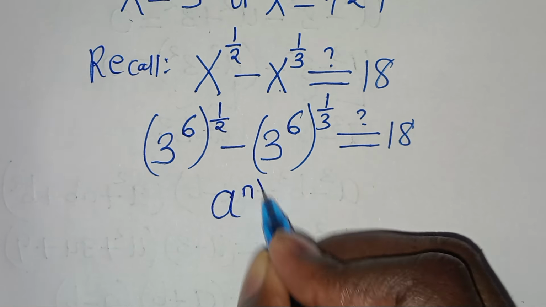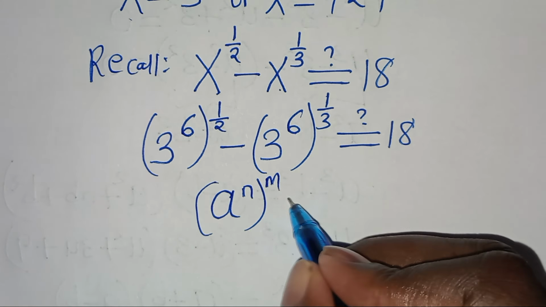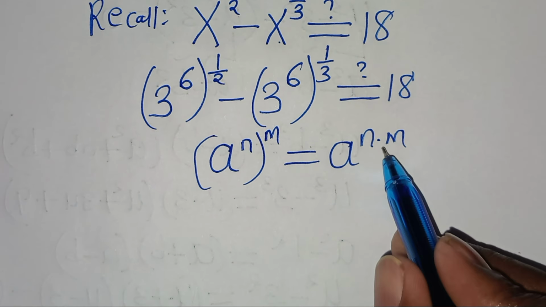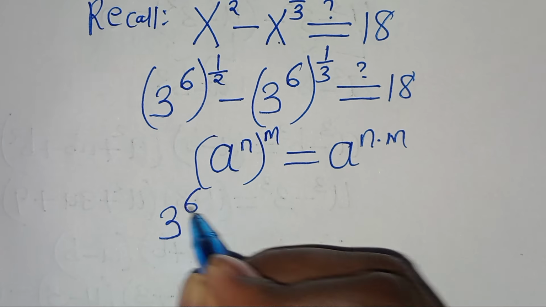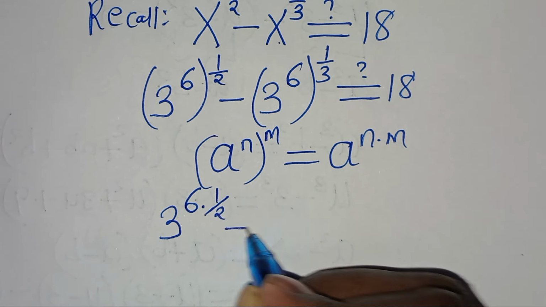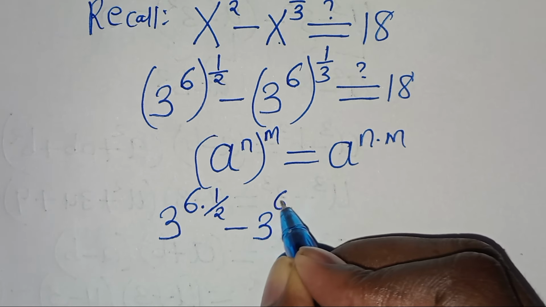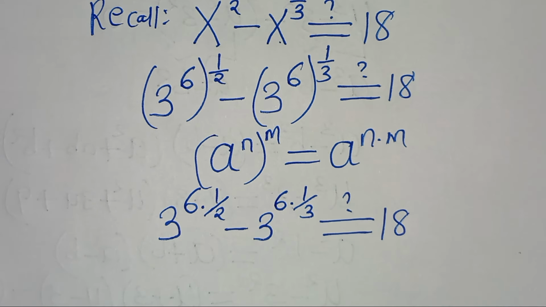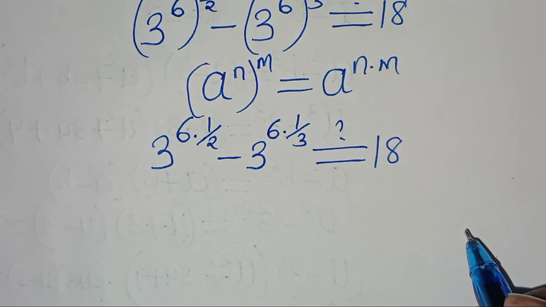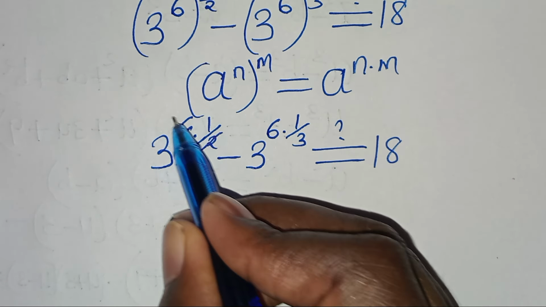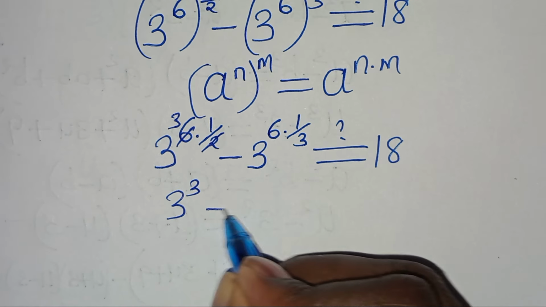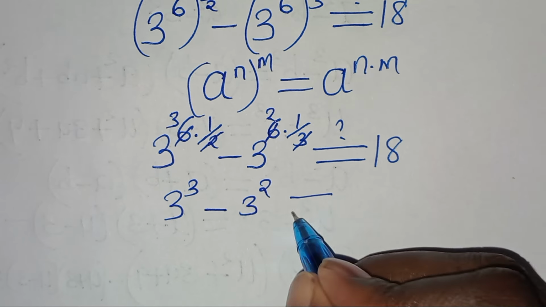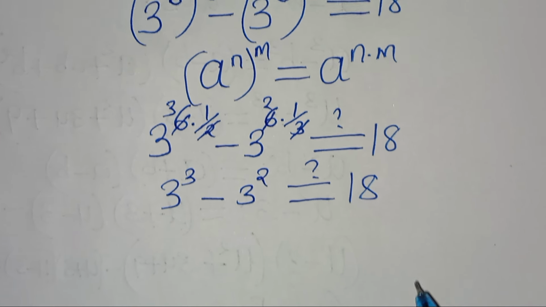Now, this is in the form of a to the power of n raised to the power of m, which you can express as a to the power of n multiplied by m. Applying this property, then we have 3 to the power of 6 multiplied by a half, subtract 3 to the power of 6 multiplied by 1 over 3. So let's simplify here. 6 divided by 2, this is 3, so we have 3 to the power of 3. Subtract 6 divided by 3, which is 2, so we have 3 to the power of 2. This should give us a value of 18.